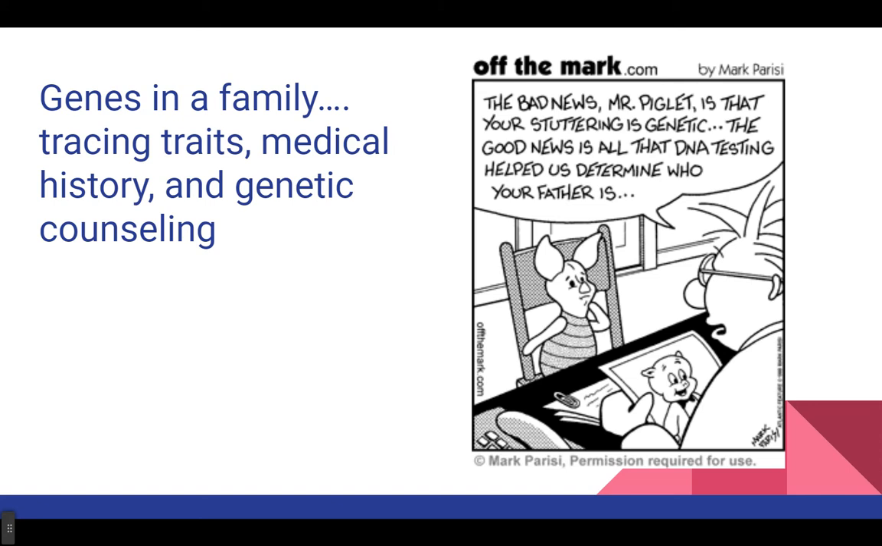I don't think I printed this one for you because there's not really any information. There's just a comic about Piglet and what's this dude's name? Porky Pig, is that who that is? The guy who stutters a lot.